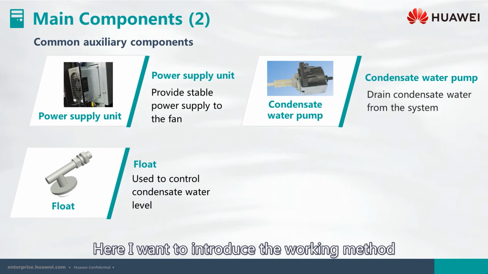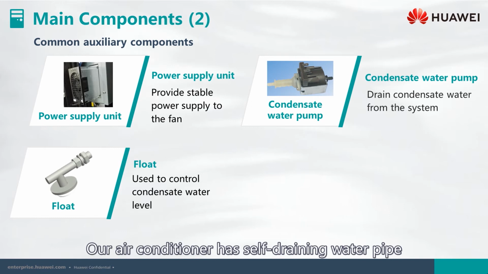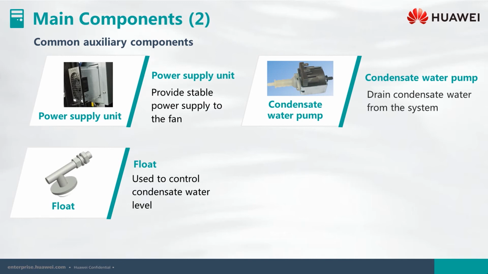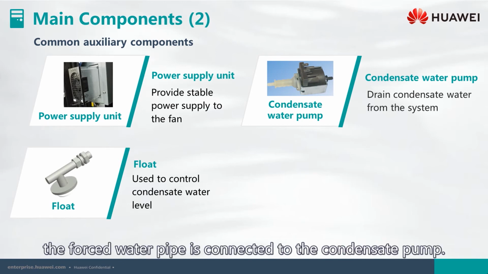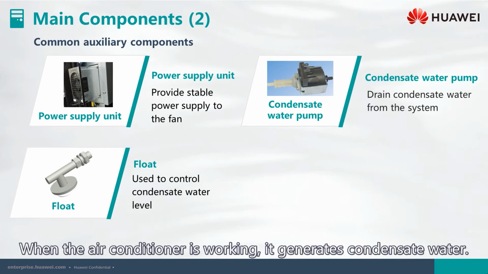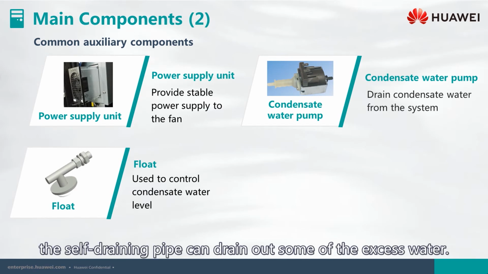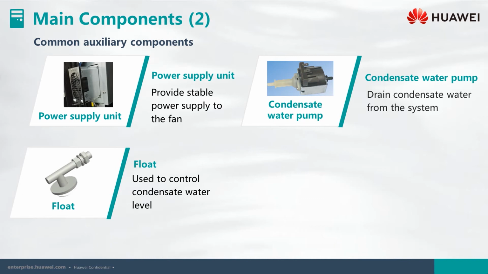Here, I want to introduce the working method of the condensate pump. Our air conditioner has a self-draining water pipe and a forced water pipe. The forced water pipe is connected to the condensate pump. When the air conditioner is working, it generates condensate water. When it generates condensate water, the self-draining pipe can drain out some of the excess water.